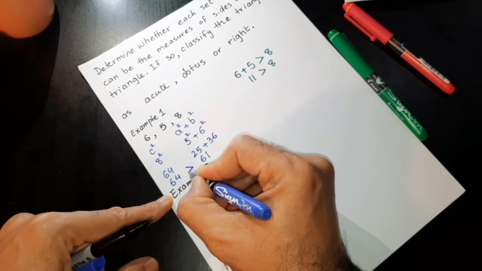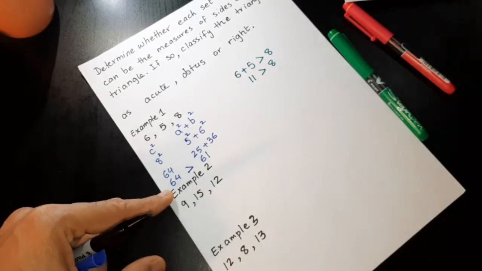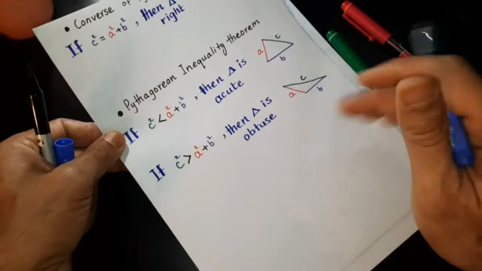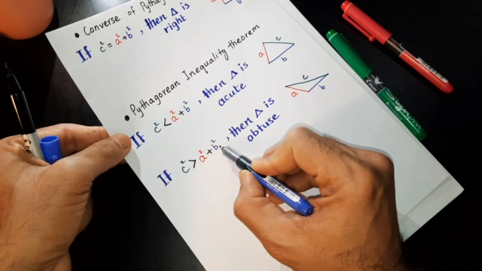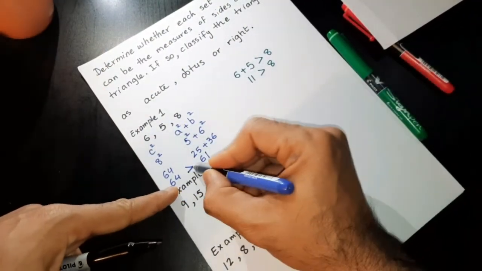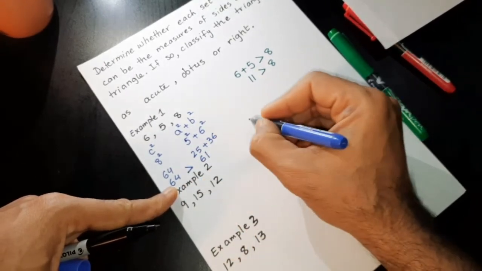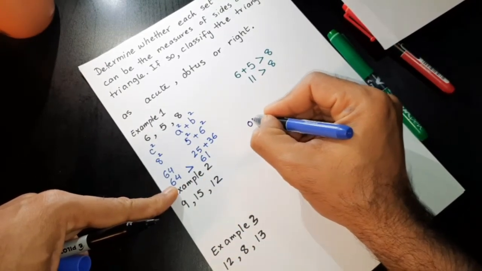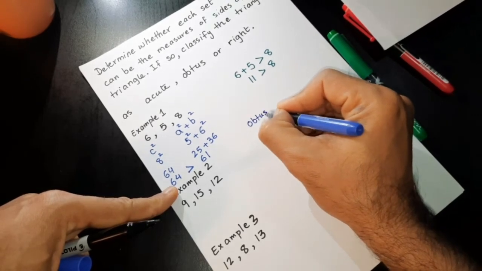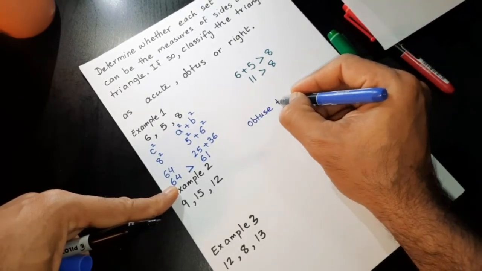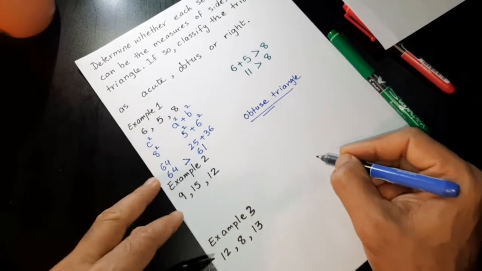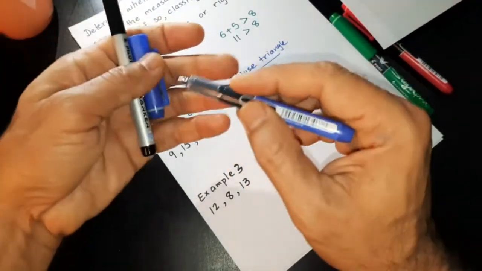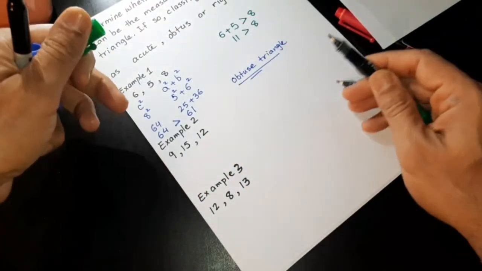So C squared is greater than A squared plus B squared. Look at this. It is this condition. If C squared is greater than A squared plus B squared, then the triangle is going to be an obtuse triangle. So now you can put the sign at the end and write here the triangle is obtuse. Okay, it's an obtuse triangle.